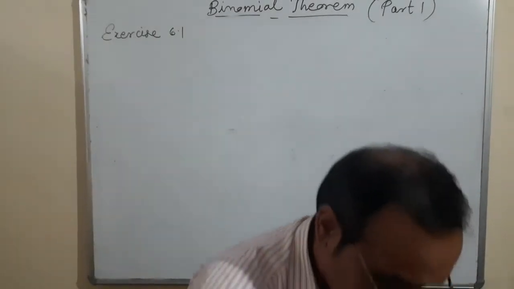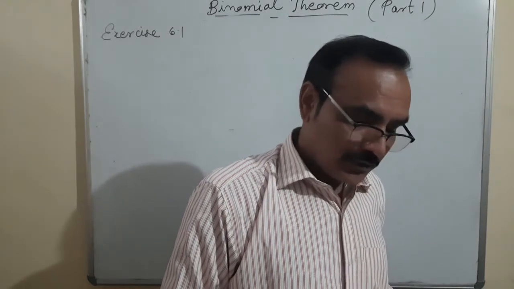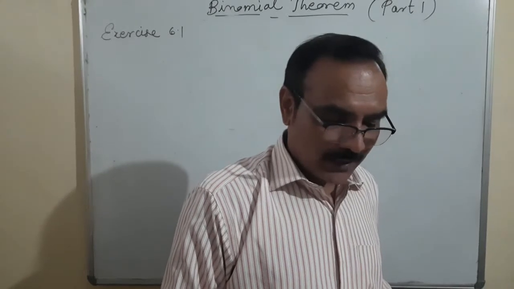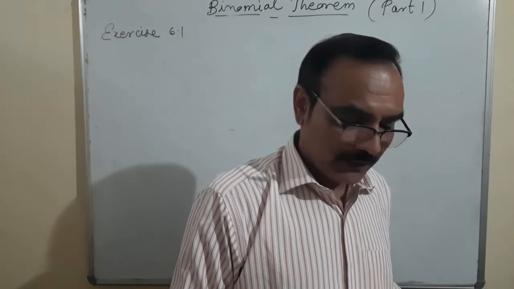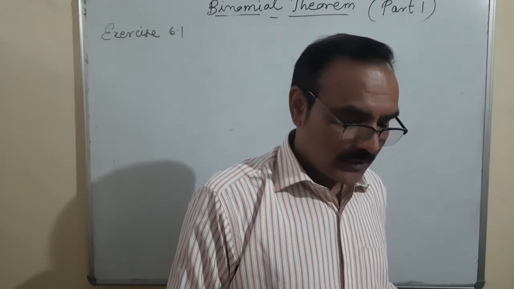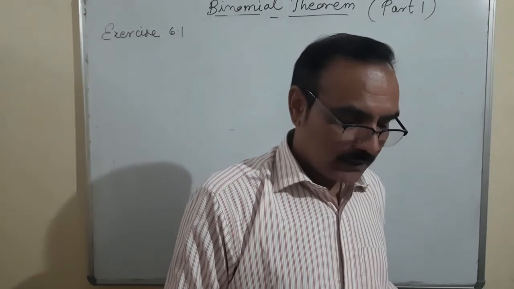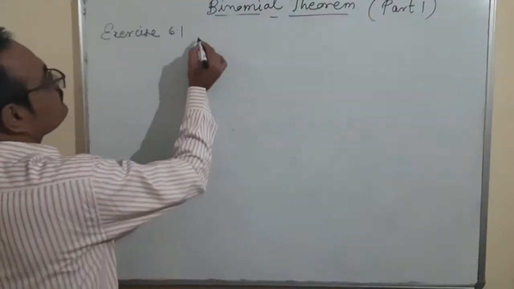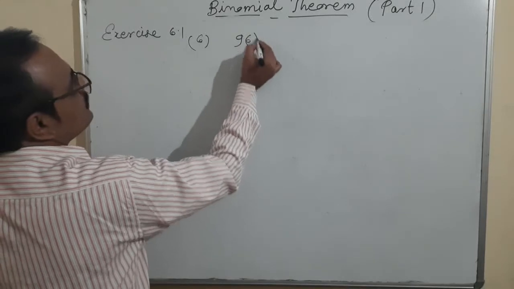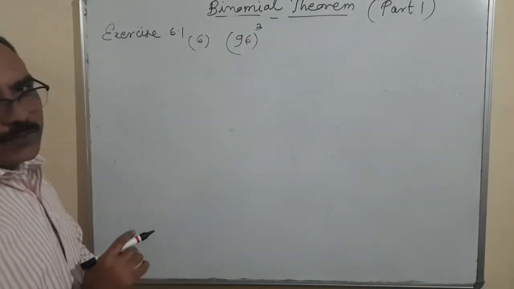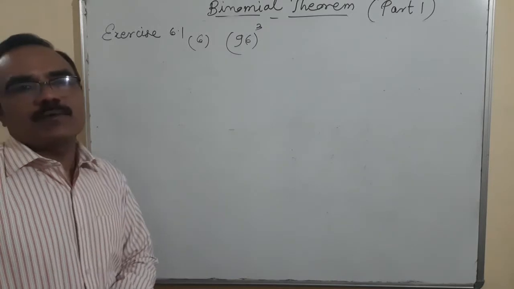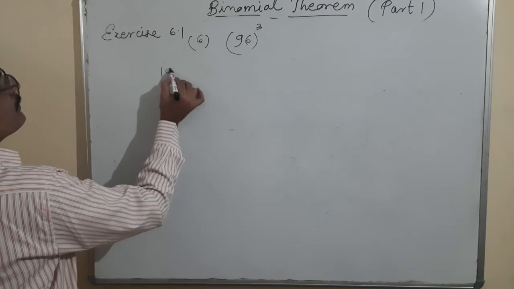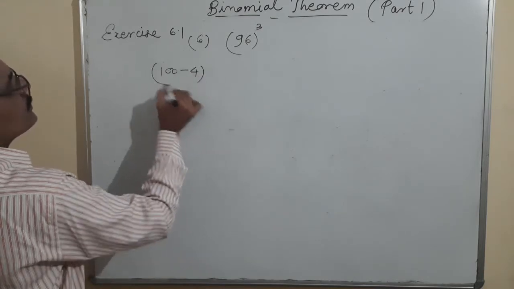After that, the question: use binomial theorem, evaluate each of the following, like 96 to the power 3, 100 to the power 5, 101 to the power 4, 99 to the power 5. So I am taking one as a positive and one as negative, like one I want to take 96 to the power 3, 6th question. 96 to the power 3. This we are going to solve. Okay. So this 96 to the power 3 can be written as 100 minus 4 to the power 3.